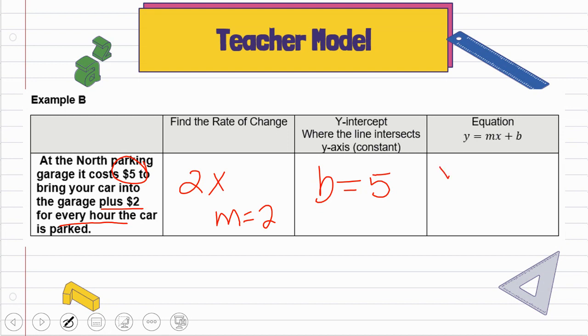My equation will be y equals 2x plus 5. That means the cost will be determined at $2 per hour plus the cost of bringing your car into the garage.